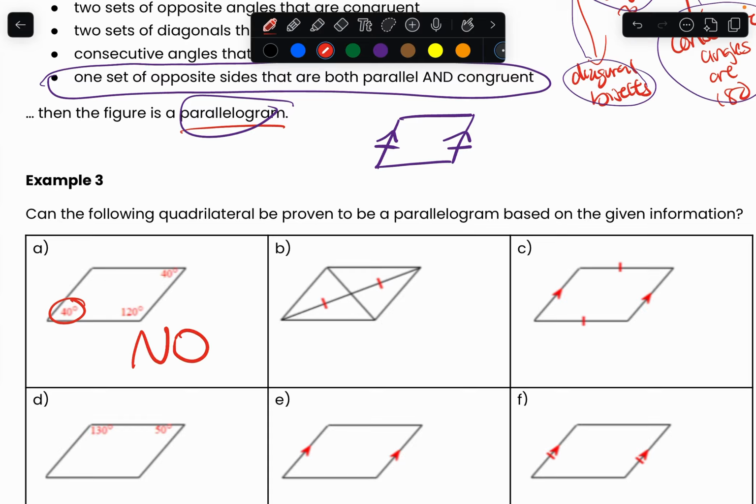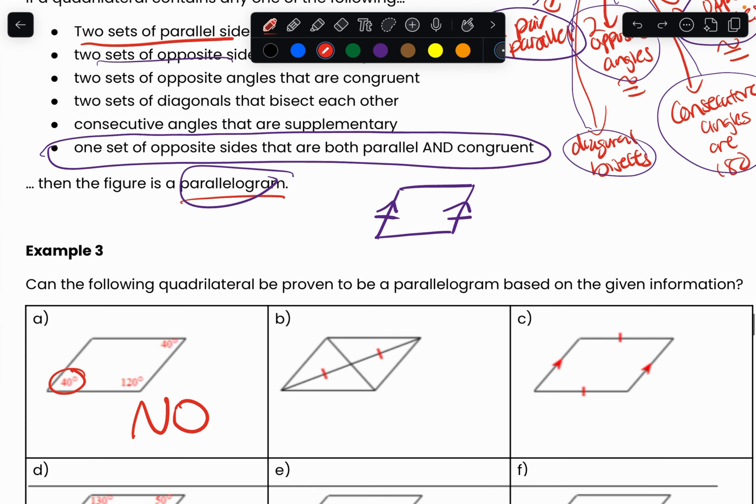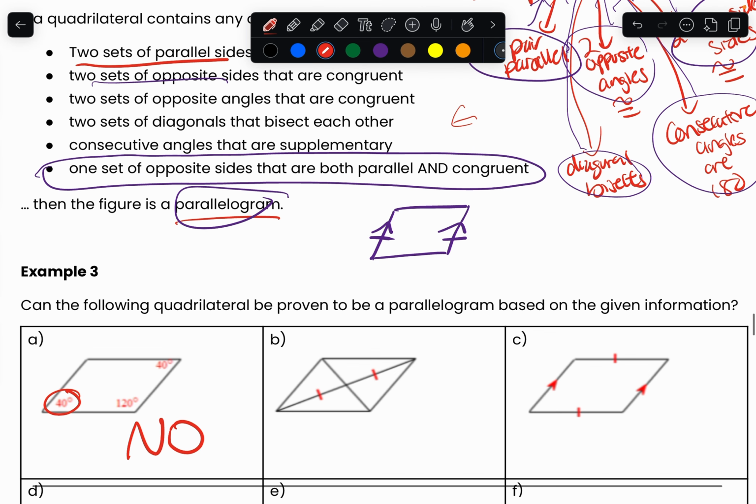Okay, for part B here, we're given diagonals, and we are told that this length and this length are going to be the same length. Now, with these questions, you have to either disprove one of these to prove that it's not a parallelogram, or you have insufficient information for all of these to prove that this is not a parallelogram. So let's take a look at which one this part B is. For part A, we disproved one of them, so it's not a parallelogram. But for part B, let's take a look.